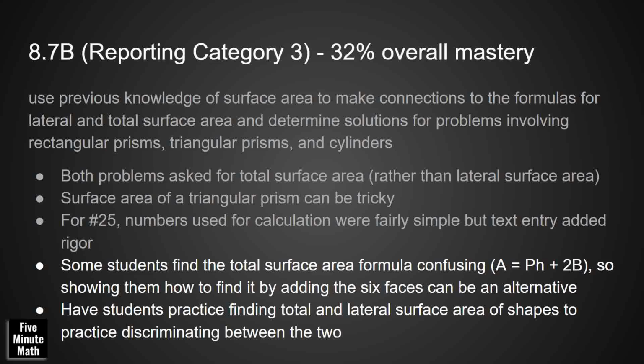Because if they can take a rectangular prism or a triangular prism and find first the total surface area, then the lateral surface area, they should see that the lateral surface area is always less because it's not finding all of the faces. And then practice of both at the same time will help them with that discrimination between which of the two formulas they need to use.